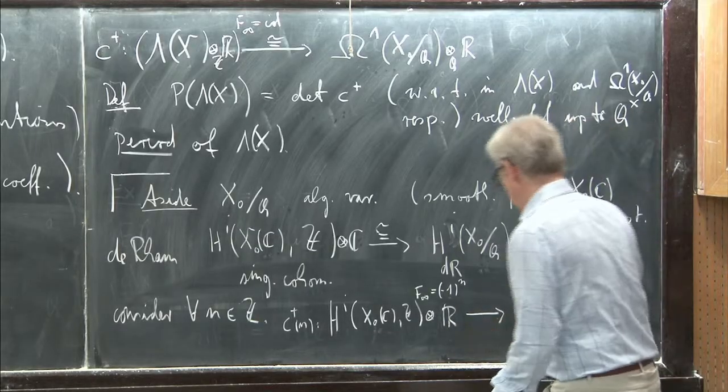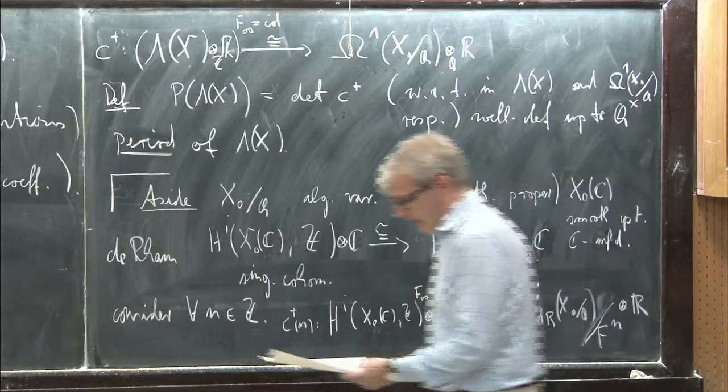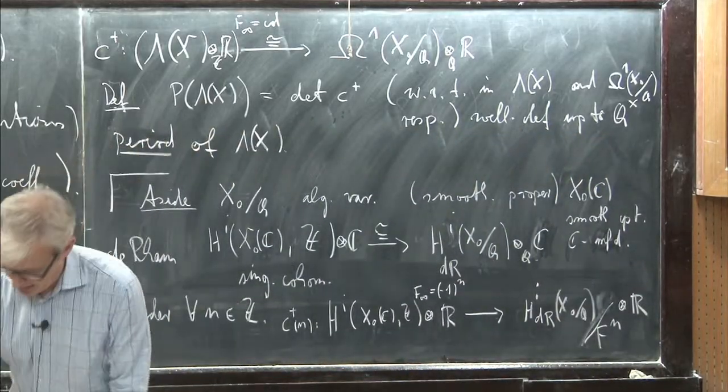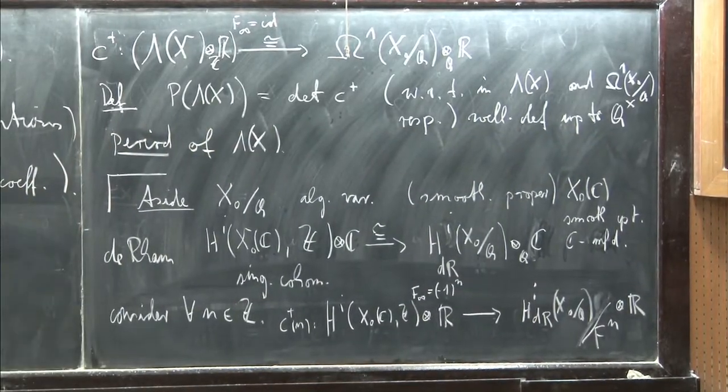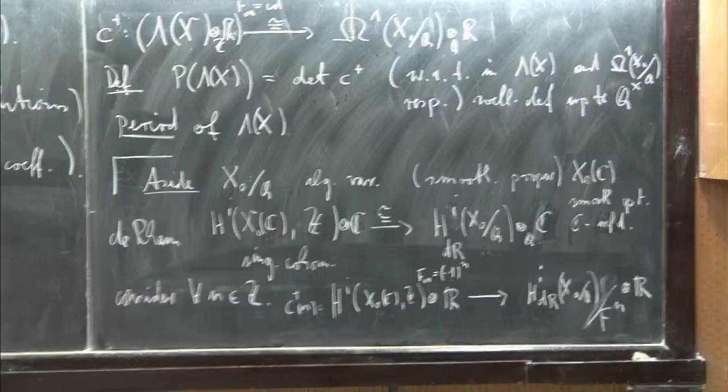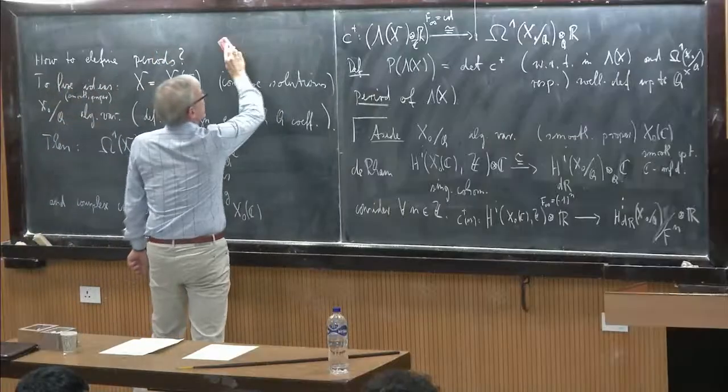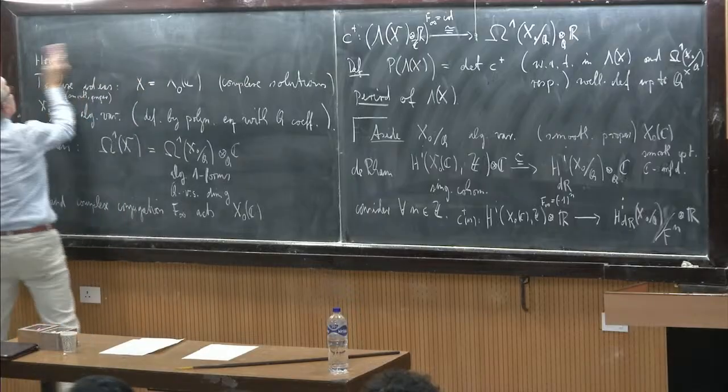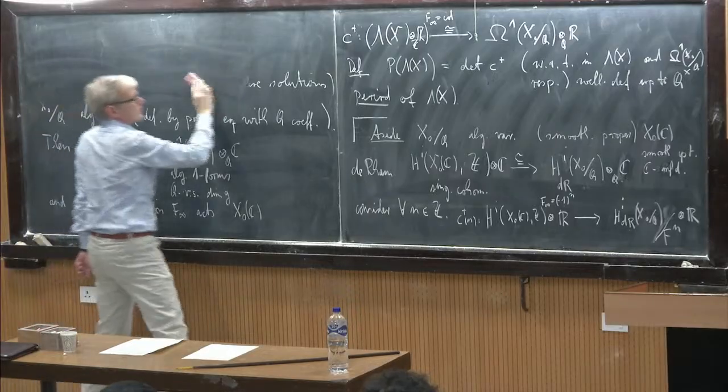Now this map is not always an isomorphism, but in the case that it is, I call that algebraic variety critical.